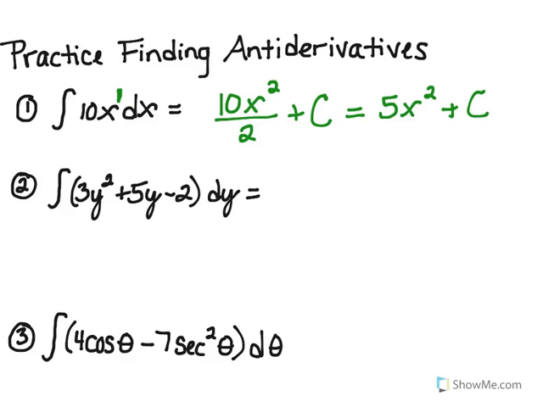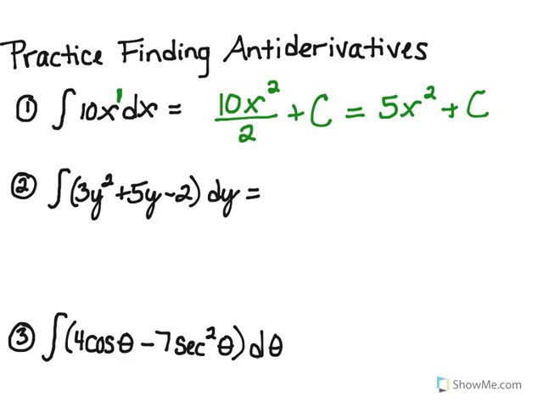Now remember, you can check your answer by finding the derivative of your answer, which is what I'm going to walk you through right now. If I find the derivative of 5x squared plus a constant, the derivative of 5x squared is 10x, the derivative of a constant is 0, so I get 10x, which is what my integrand was. So this checks out.